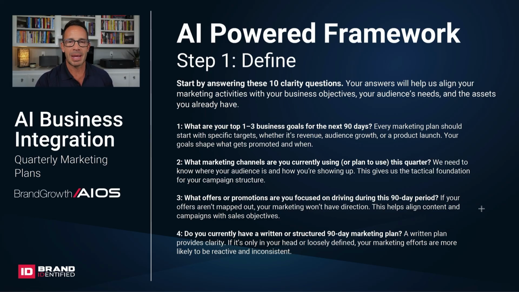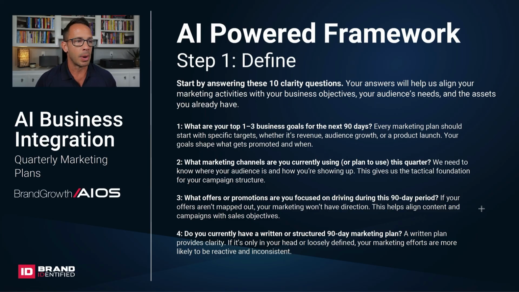So step number 1 of this AI-powered framework is to define. Start by answering these 10 clarity questions. Your answers will help us align your marketing activities with your business objectives, your audience needs, and the assets that you already have. So question number 1 here is, what are your top 1 to 3 business goals in the next 90 days? Every marketing plan should start with specific targets, whether it's revenue, audience growth, or a new product launch. Your goals shape what gets promoted and when.